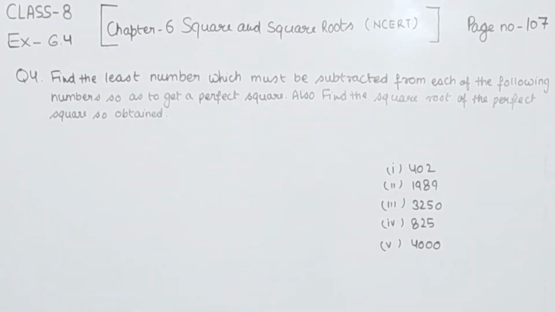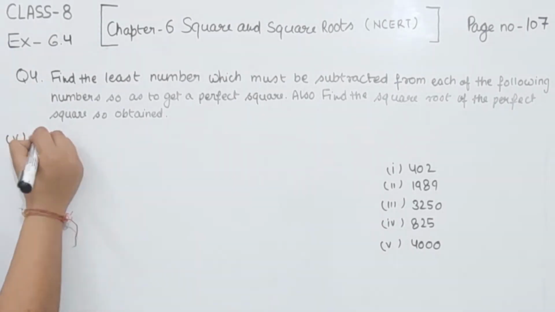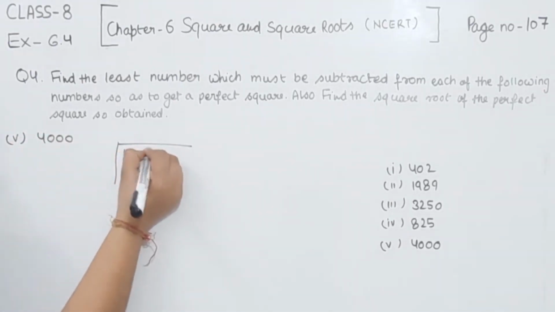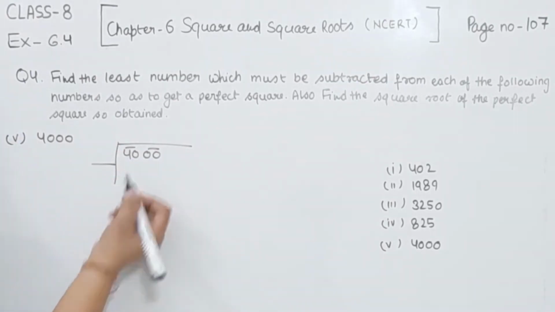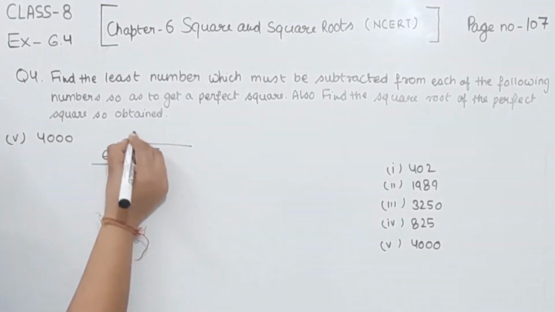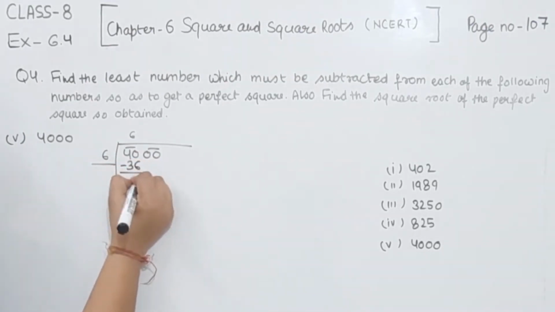Now comes part 5. The number we are having is 4000. First of all, we are going to make the pair here. So we are having two pairs. First of all, we are having 40. Now 2 2s are 4, 3 3s are 9, 4 4s are 16, 5 5s are 25, 6 6s are 36, 7 7s are 49, which is greater. So we are going to take 6 6s are 36. So we are having the remainder as 4.